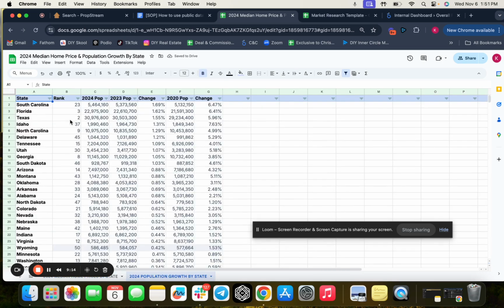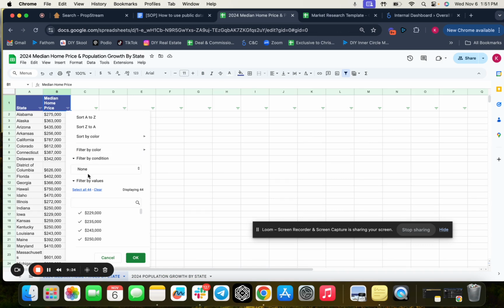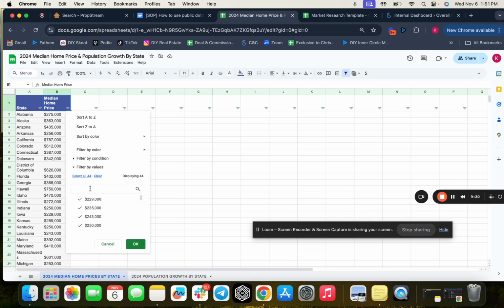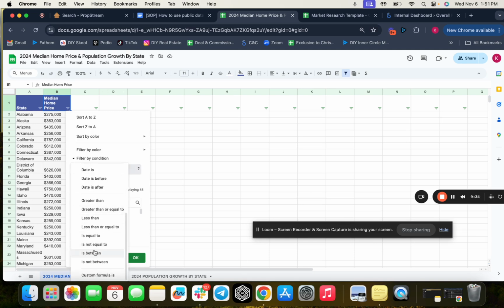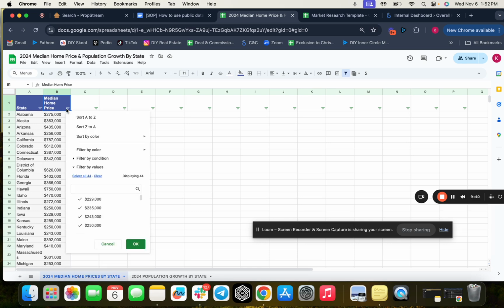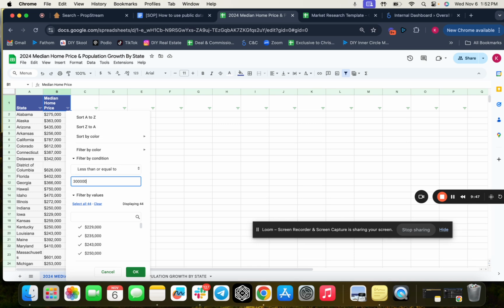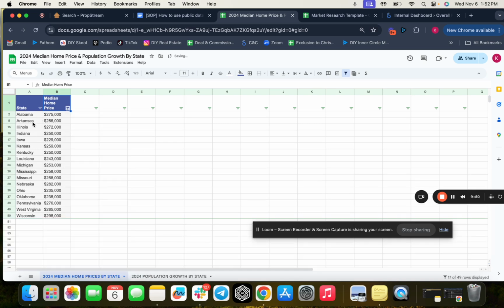And then I have the population growth by state. So what I like to do is I focus on the median home prices, and I'm going to immediately boil down to anything that is less than or equal to 300K. That's what I prefer. Great. Now I've uncovered 17 states with median home prices valued below 300K.